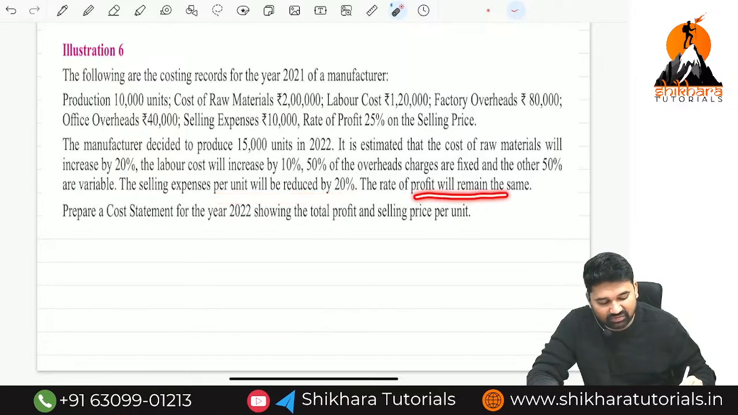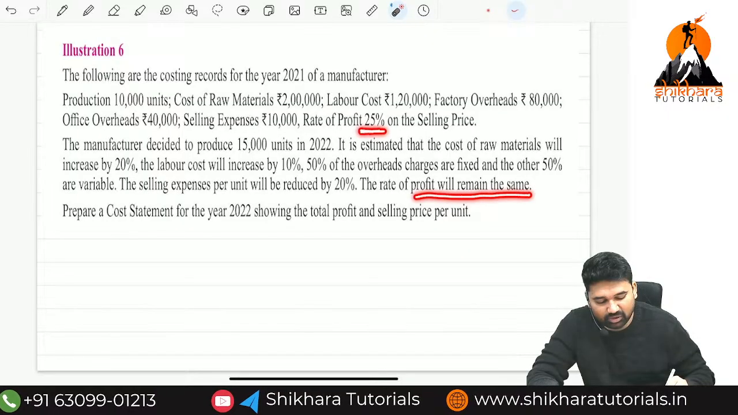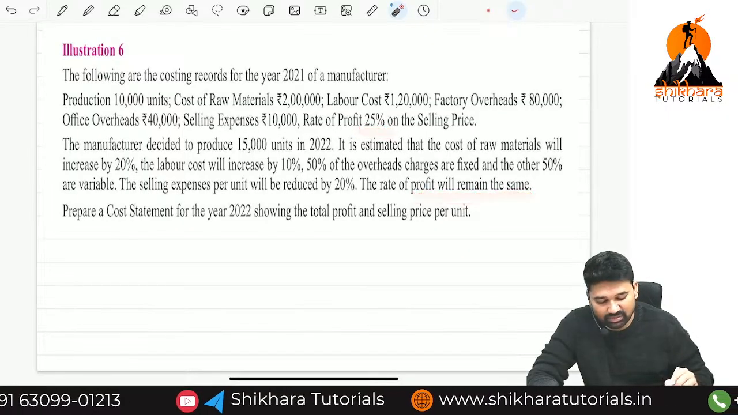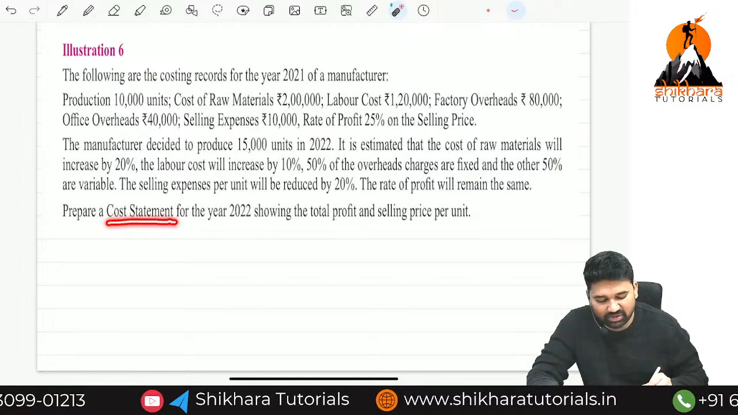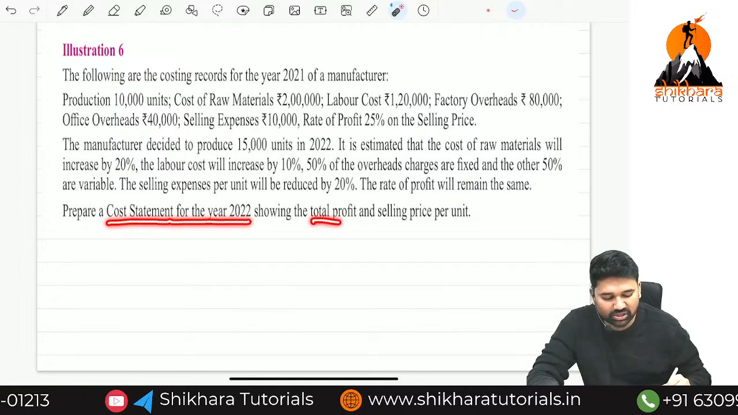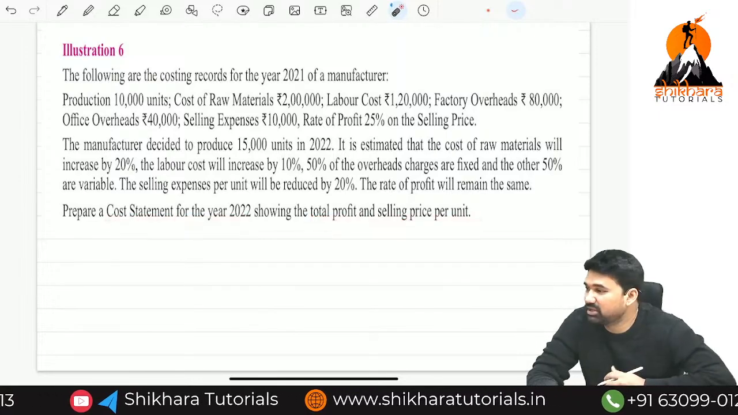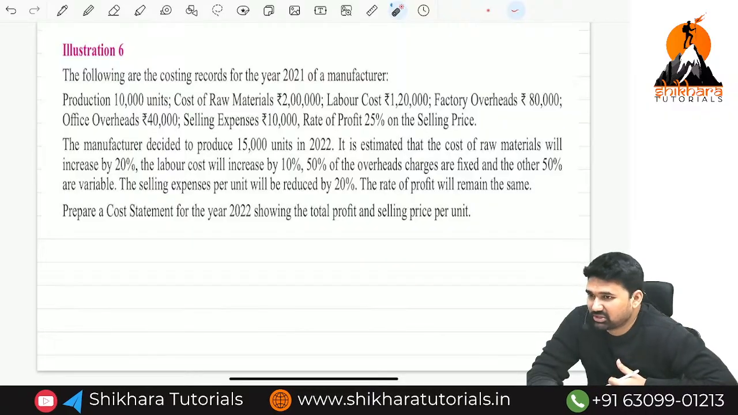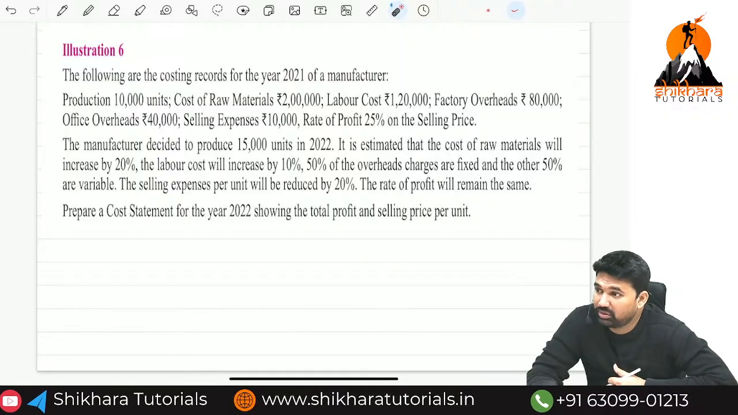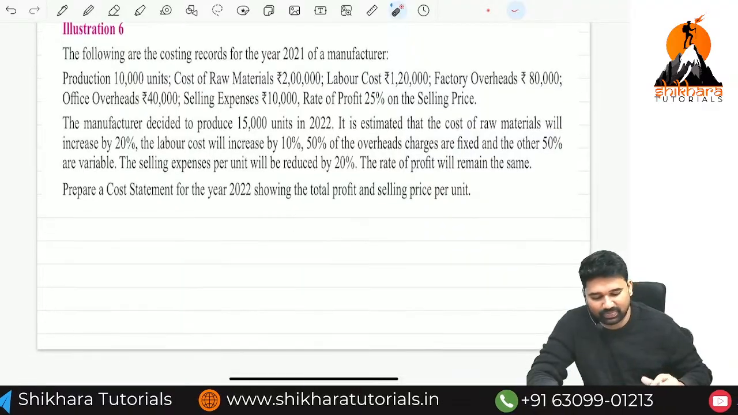The rate of profit will remain the same. How much is the rate of profit? 25%. It will remain the same. Prepare a cost statement for the year 2022 showing the total profit and selling price per unit. Very easy question. Sir, how is it easy, sir? Listen carefully.